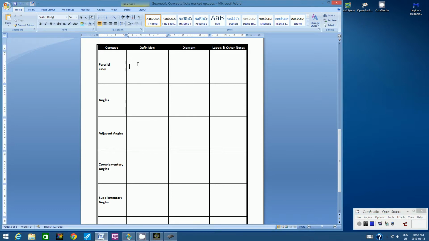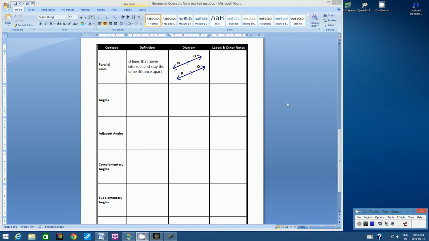Parallel lines are two lines that never intersect and stay the same distance apart. So they are two lines that never intersect and stay the same distance apart. So let's draw a diagram of that. Here we have two parallel lines.